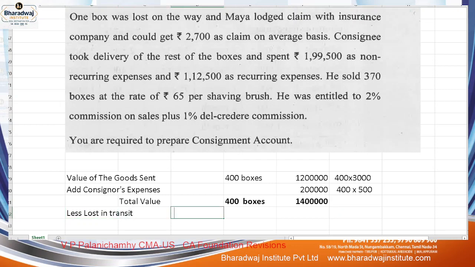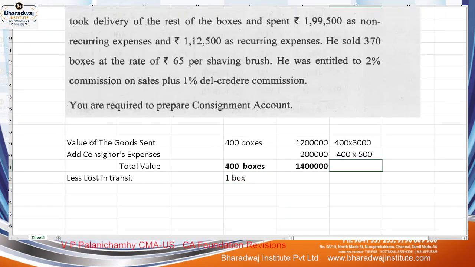Total boxes lost in transit? 1 box. Simple. If this is for 400, what is for that 1 box? Balance delivered: 399 boxes delivered. Value is this much.